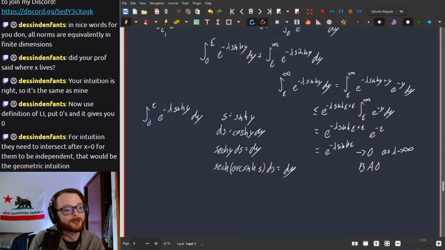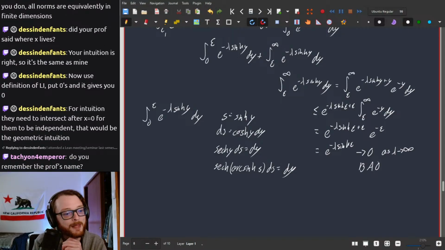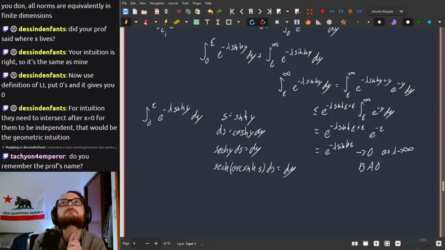For intuition, they need to intersect after x equals 0 for them to be independent. That would be the geometric intuition. I guess. That's a true statement.